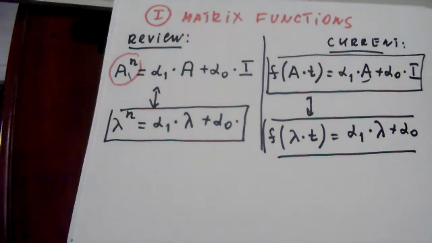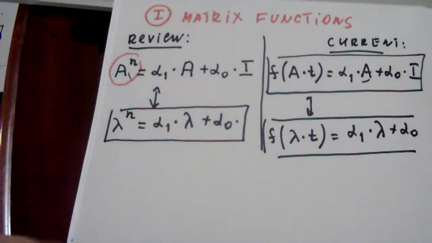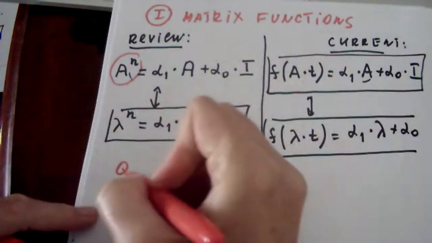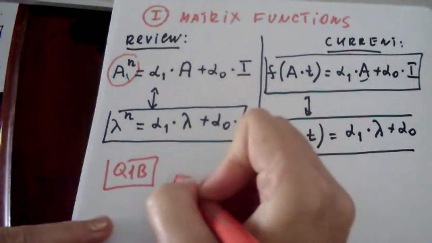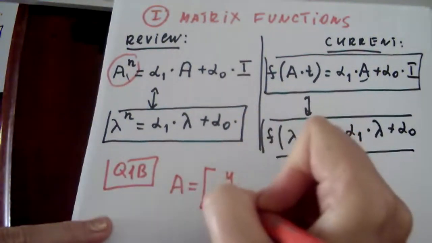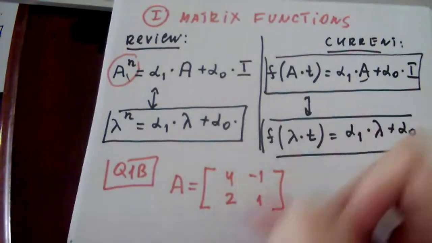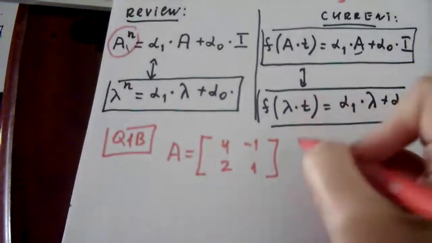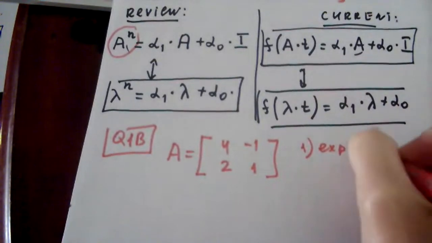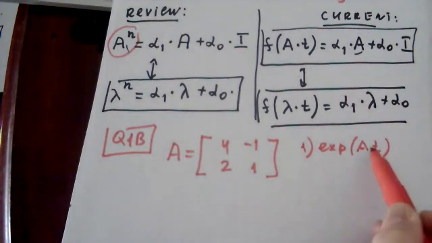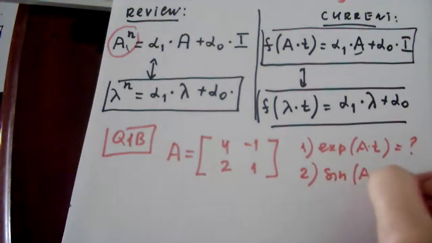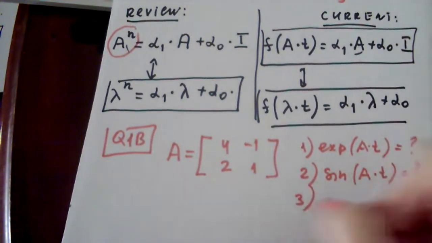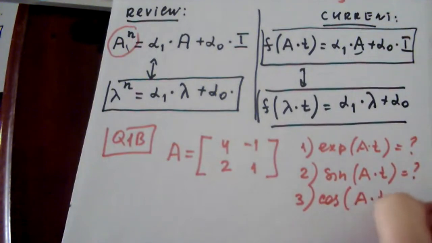Okay, so let's take one problem. It's going to be question 1b from our tutorial sheet. In this question, you are given matrix A, 4, 2, minus 1, 1. And you are asked to calculate three things. The first one is to find the exponent of AT. Look at this. As I said before, not A exponent N, but exponent of A times T. So this will be the first thing. The second thing is sine of A times T again. And even the third thing, cosine of the same expression.